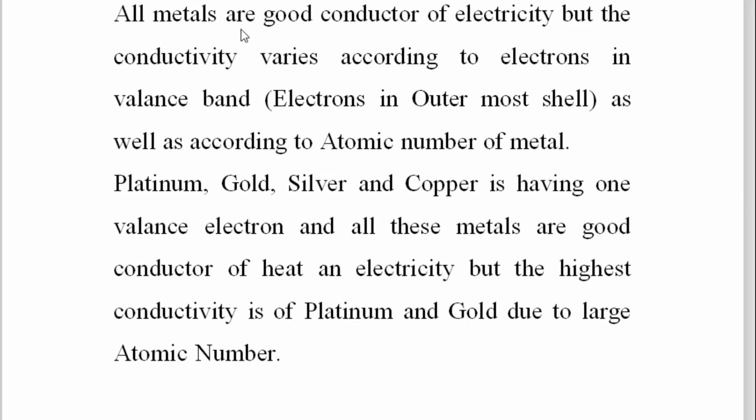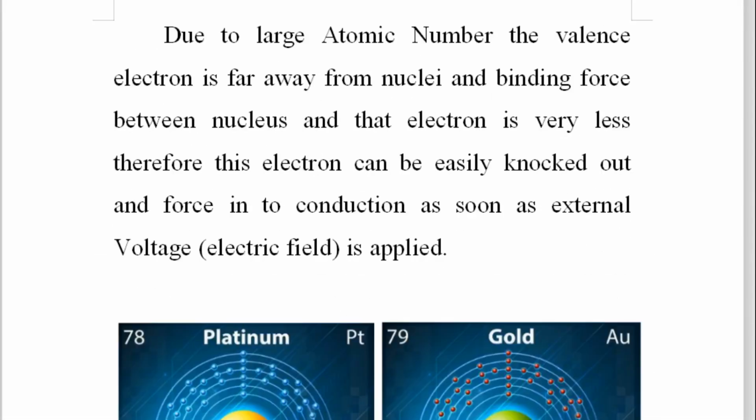So here it is explained, all metals are good conductors of electricity, but the conductivity varies according to electrons in the valence band, that is electrons in the outermost shell, as well as according to the atomic number of the metal. The atomic number of platinum is large, therefore the valence electron is far away from the nucleus. So platinum, gold, silver and copper have one valence electron, and all these metals are good conductors of heat and electricity, but the highest conductivity is of platinum and gold due to large atomic number. So atomic number also matters, and not only valence electrons.